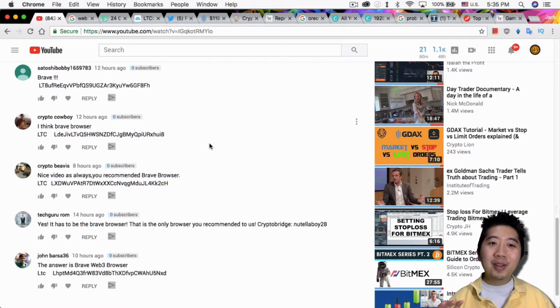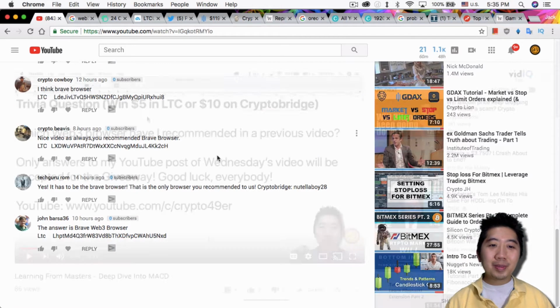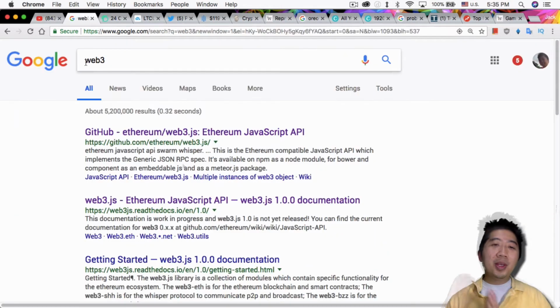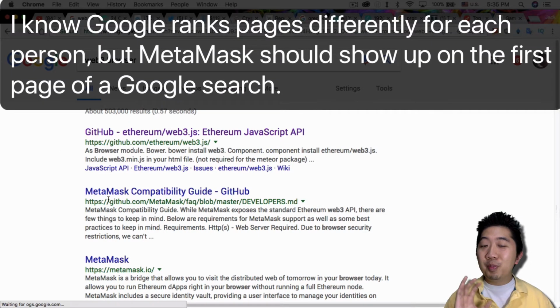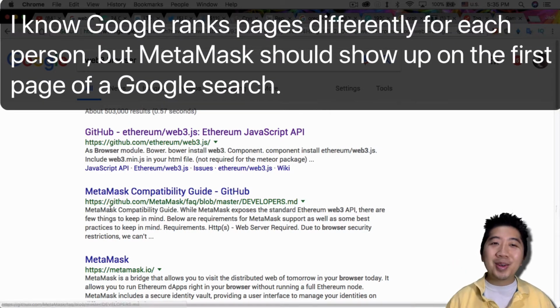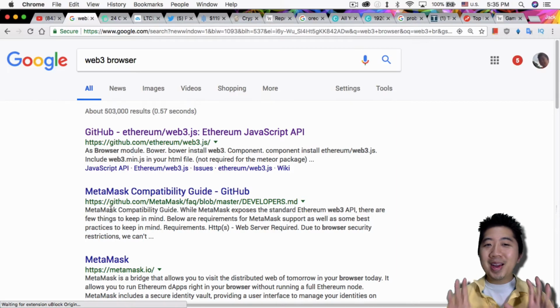So Brave was not the correct answer because if you look up Web3, for example, the first thing it brings you to is GitHub, Ethereum, Web3.js. So this is related to Ethereum. If you do Web3 browser, the first thing that should bring you up there should be around MetaMask. MetaMask is the second link, so that should give you an idea that it's not really Brave.